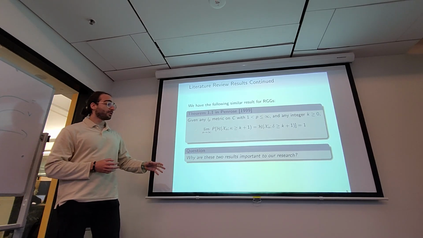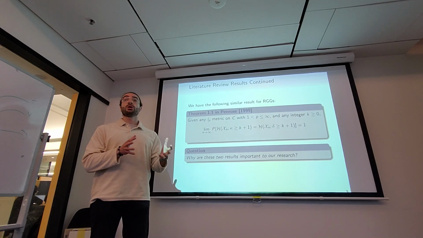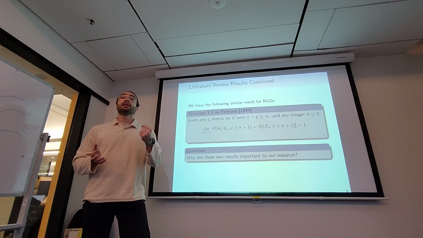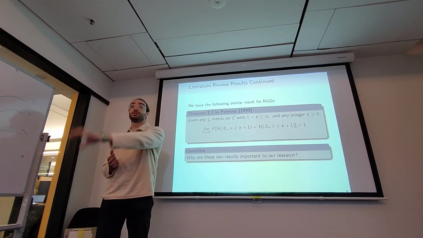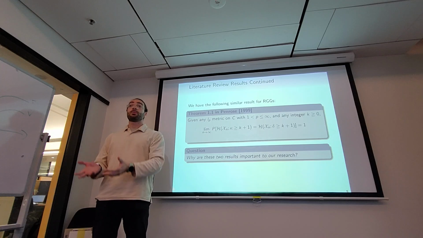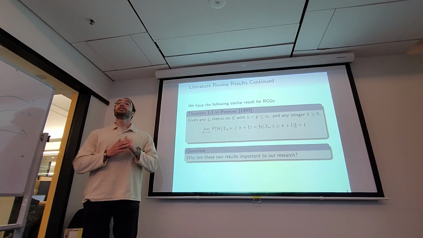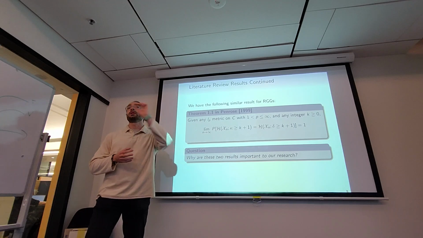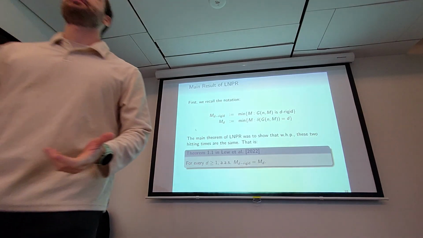Now why are these two results important? Why am I highlighting them? Well, the idea is the first result came for random graphs, and then someone came along and said, okay, we have this result for random graphs, can we do the same thing for random geometric graphs? And was able to prove that it's actually the same. So the question for us is there a result for random graphs which we can modify for our own purposes? And that's where the LNPR result comes in.